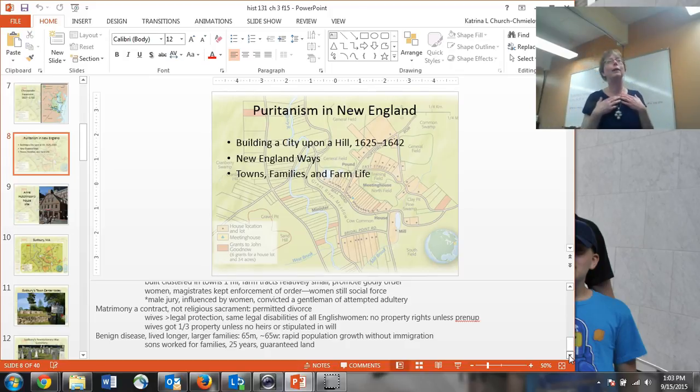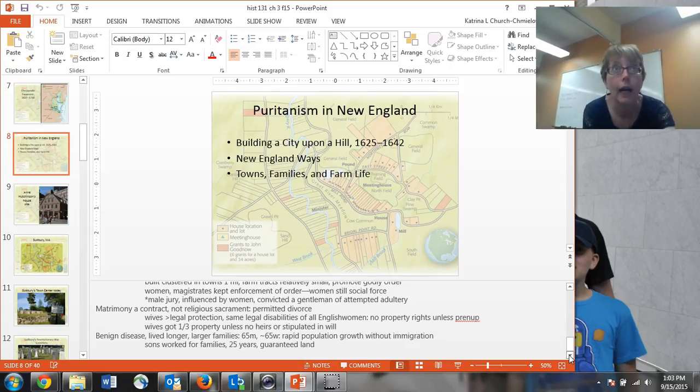In my mind, I always think that it was so hard that people died early. Well, they lived a pretty long life. Okay, and then as opposed to the Chesapeake, women in New England got a third of the property, unless there were no heirs or it was stipulated in the will. Right? So another difference here.